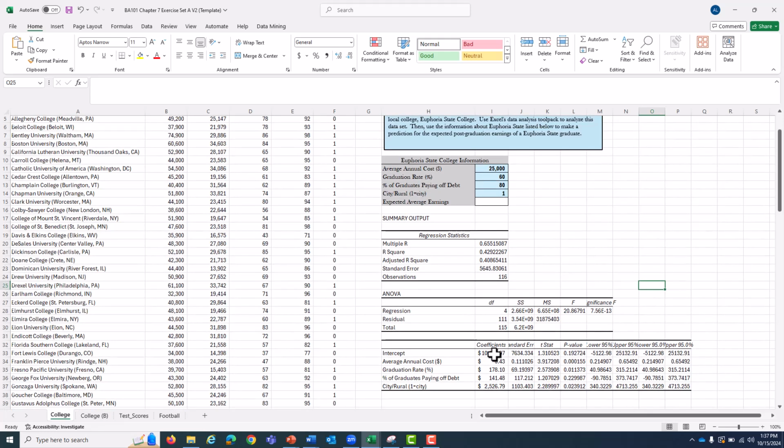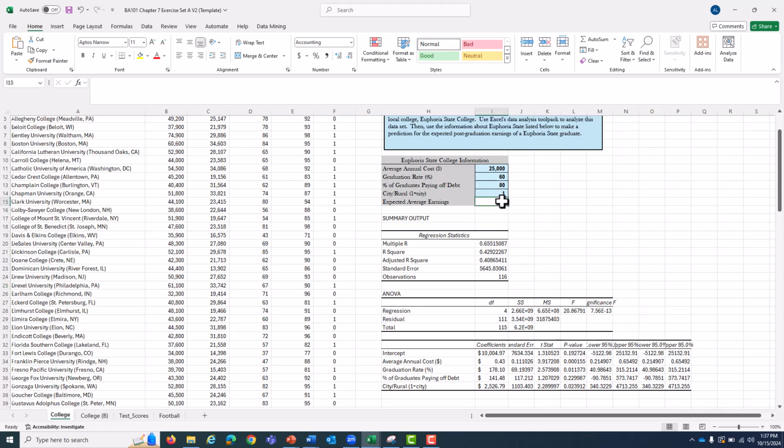So now I have the baseline. In the presence of nothing else, we have $10,000 and a smidge of earnings. And then for every input of our X variables I have how much it's going to increase the earnings of a graduate from this school. And what I can do is take this baseline and then add to it how much extra a Euphoria State College graduate is expected to earn based upon how much each additional input increases future earnings and what the inputs are for Euphoria State College.